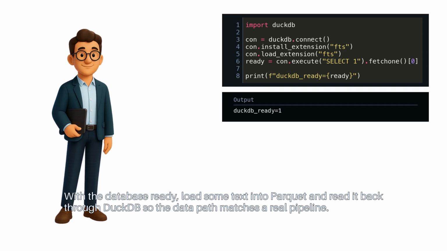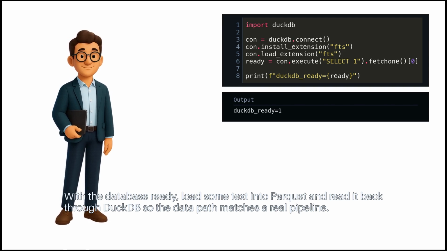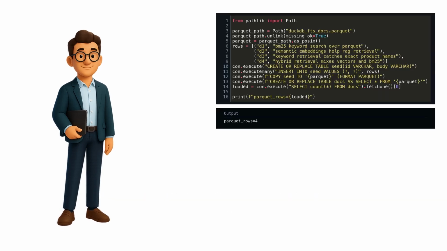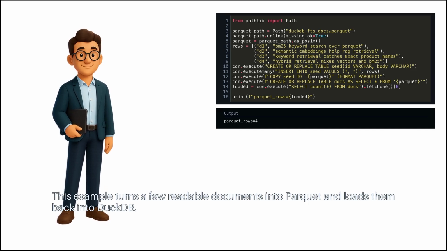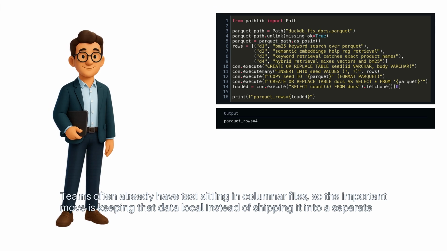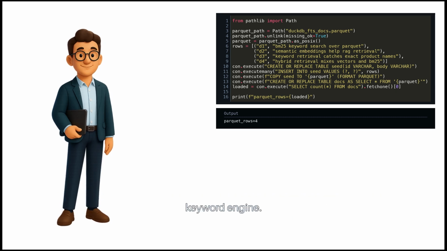With the database ready, load some text into Parquet and read it back through DuckDB so the data path matches a real pipeline. This example turns a few readable documents into Parquet and loads them back into DuckDB. Teams often already have text sitting in columnar files, so the important move is keeping that data local instead of shipping it into a separate keyword engine.